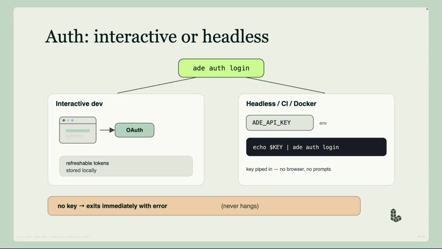One login command covers both worlds. At your desk, it opens a browser, does OAuth, and stores refreshable tokens locally. In CI or Docker, set ADE_API_KEY, or pipe a key straight into the same command.